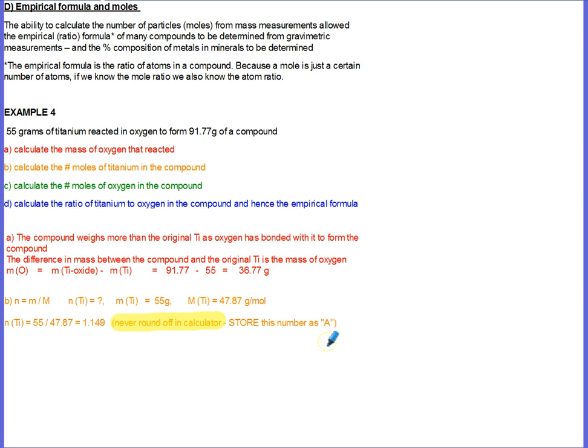If you don't know how to store things in the memory of your calculator, you need to know. It's a critical thing to do when you're doing your chemical calculations. But at this stage, we know how many moles of titanium there are in our compound. The next thing asked is how many moles of oxygen are in the compound.